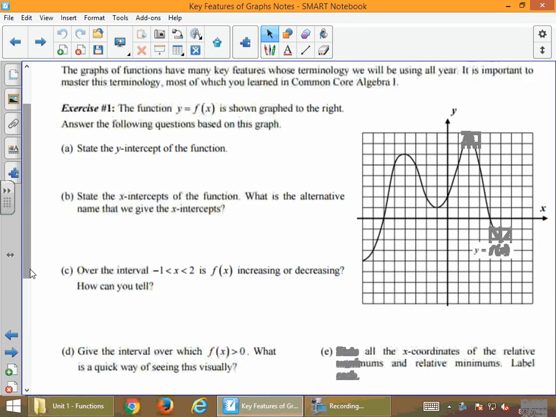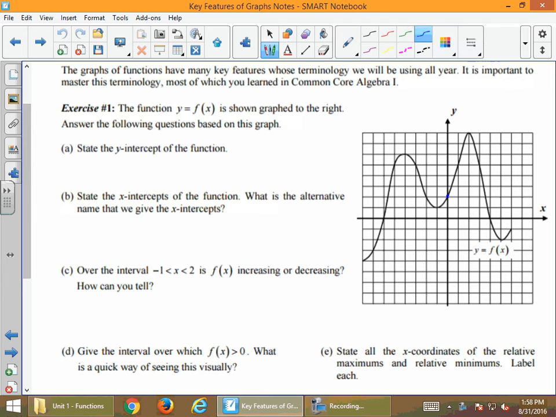Well, let's take the y-intercept. What is the y-intercept of a graph? The graph crosses what? The y-axis. So what's crossing the y-axis? Where is that? 2. It's really important. The y-intercept is a very specific point.